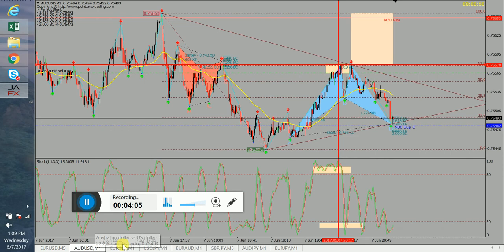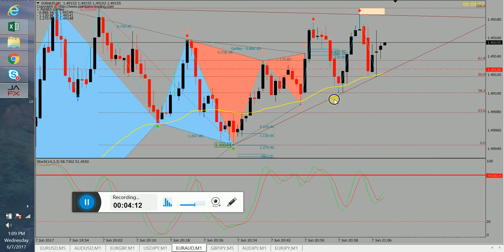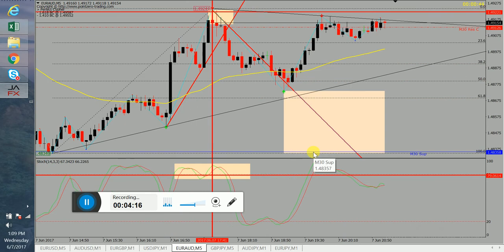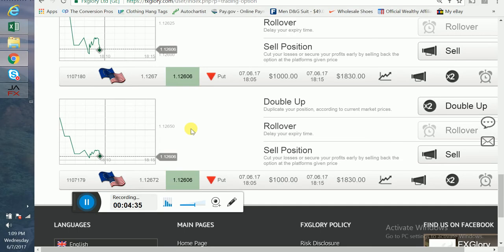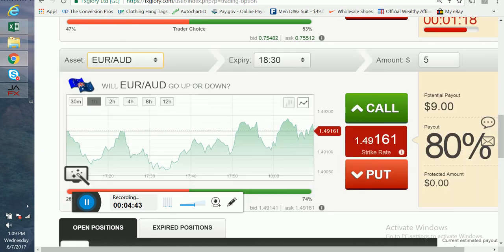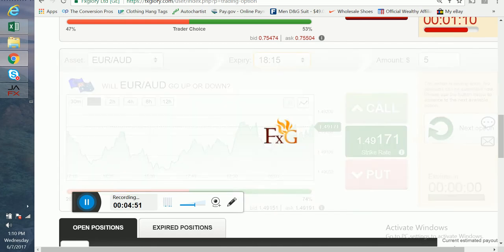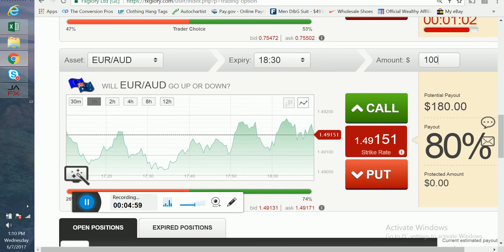Go around and see if I can find another trade that we could potentially get into while we're waiting for that current trade to expire. Take a look at some more here. All right, I do see one. We'll be able to take on the Euro Aussie. Okay, so we'll do this one for 8:30, and I'll show you exactly why in just a moment.